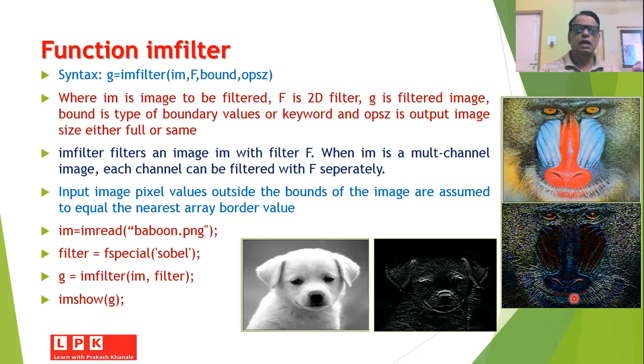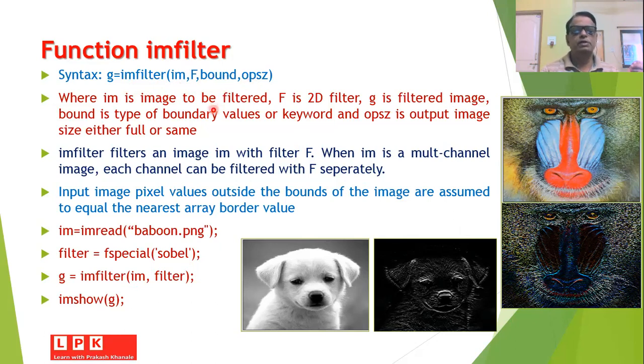In Scilab or in MATLAB, there is a function that can be used for filtering of the images. This function is called imfilter. The syntax of this function is Z is equal to imfilter. In the bracket, we mention the various parameters such as image IM, F, then the bound, and then the size, OP, output size, OP, SZ.